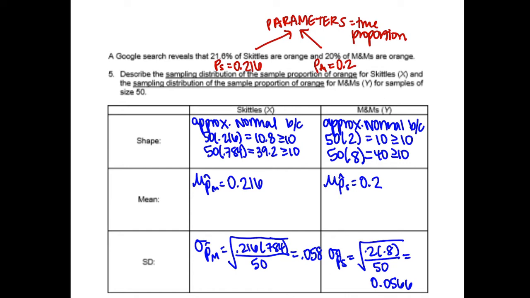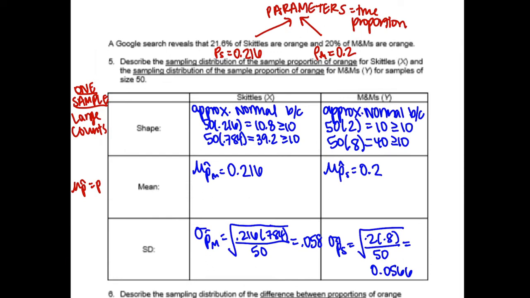And I'm just going to remind us of some formulas that we've talked about today. These are all one sample formulas that we're using. For the shape, we checked large counts for each one. For the mean, we used mu of p hat equals p. And for the standard deviation, we used sigma of p hat equals the square root of p times 1 minus p over n. So that's where all that came from.